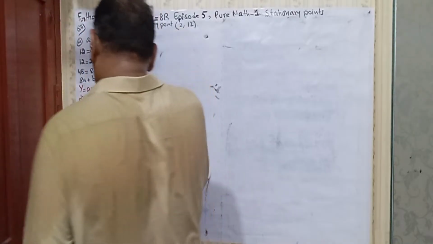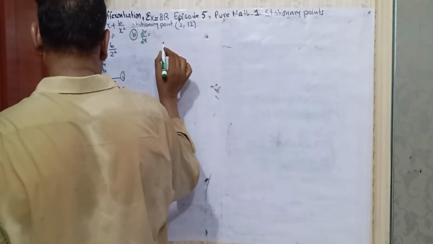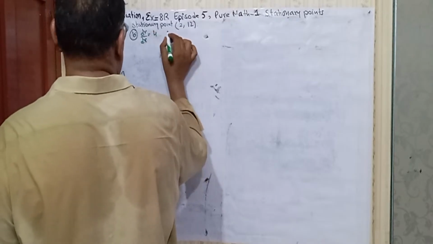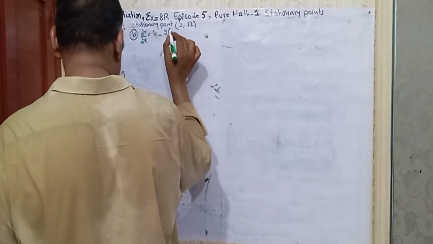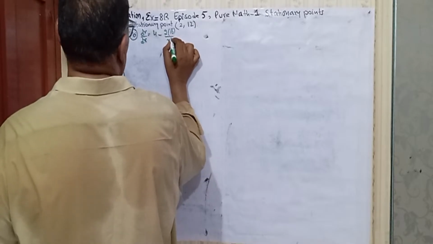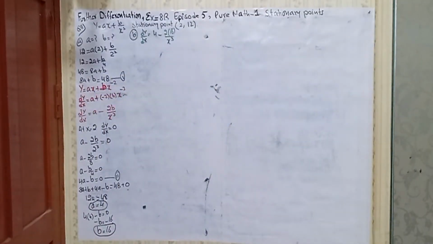Okay, so now I know dy by dx. Dy by dx is equal to a, that is 4, and then minus 2b, where the b value is 16, divided by x cubed. So you can see I have written the dy by dx expression. That expression involves the values of a and b. In the place of a, I put 4. In the place of b, I have put 16. That's the expression for the first derivative.